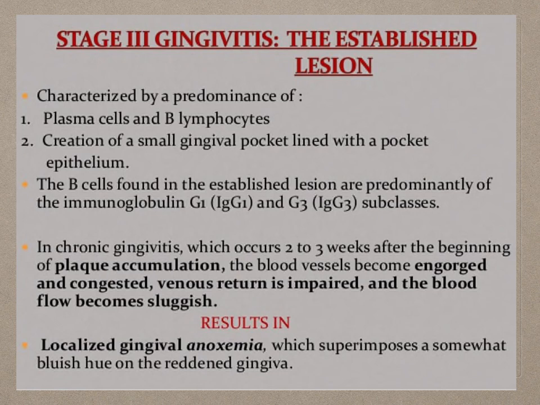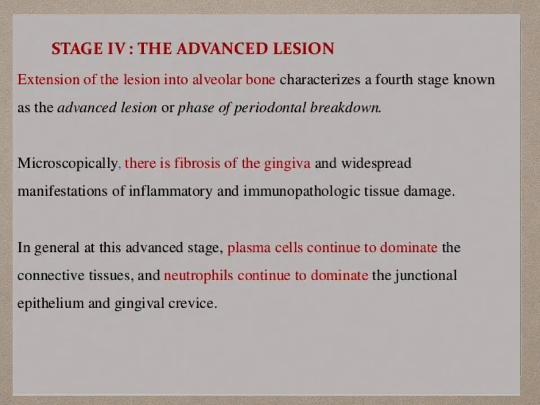Next is stage 3 gingivitis, which is the established lesion. It is characterized by the predominance of plasma cells and B lymphocytes, and the creation of a small gingival pocket lined with pocket epithelium. The B cells found in the established lesions are predominantly of the immunoglobulin G1 and G3 subclasses. In chronic gingivitis, which occurs 2 to 3 weeks after the beginning of plaque accumulation, the blood vessels become engorged and congested, venous return is impaired, and the blood flow becomes sluggish. This results in local gingival anoxemia, which superimposes a somewhat bluish hue on the reddened gingiva.